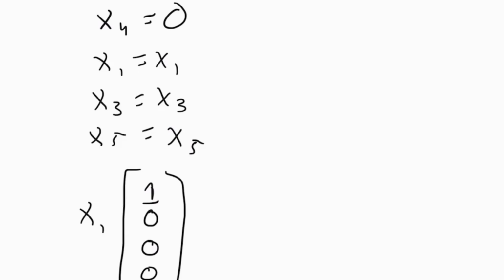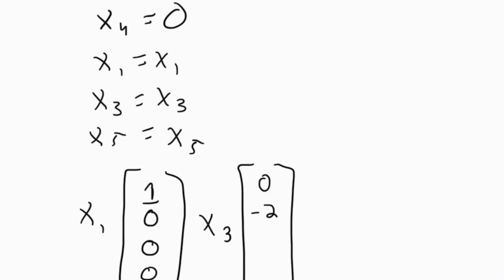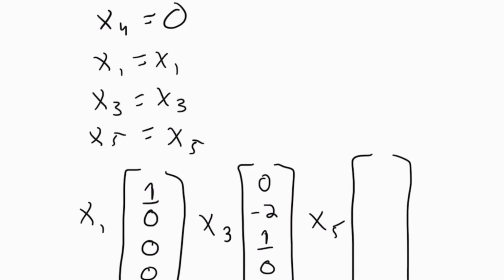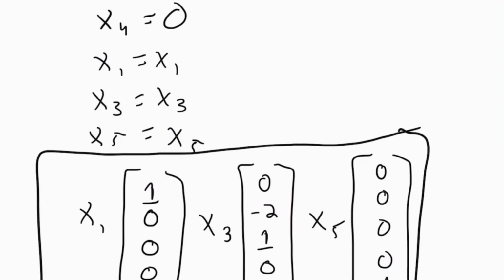And now we can do x3, and that will be 0 for x1, for x2 it'll be negative 2, for x3 it'll be 1, for x4 it'll be 0, and for x5 it'll be 0. Now last one, x5. For this one, it's going to be for x1, 0, for x2, 0, for x3, 0, for x4, 0, and for x5, 1. And that is your final answer.